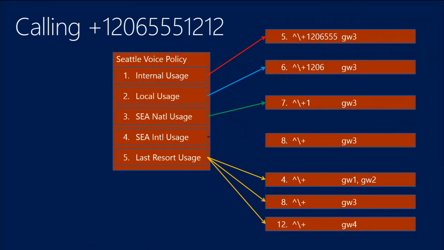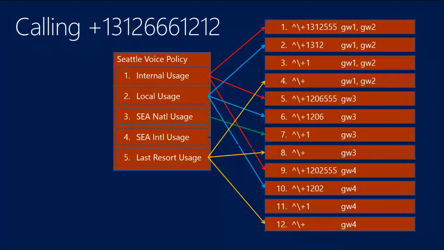Now, of course, if gateway 3 is down, well, now where am I going to go? Well, I got to go all the way down to number 4 here with my last resort usage, right? Because none of those routes are going to be available because the gateways are going to be marked down, right? We'll talk about that a little bit later.